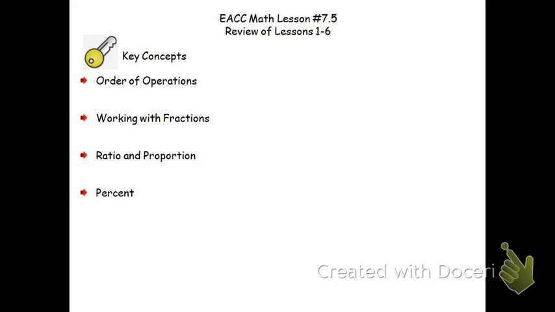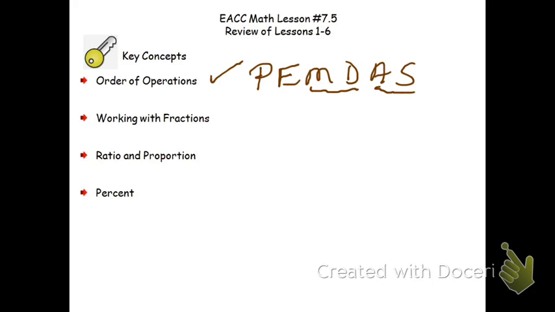Here is just a brief review of what we've done in the first 6 lessons. These are the key concepts. First one, we talked about using the order of operations. Remember your good old PEMDAS: parentheses, exponents, multiplication, division, addition, and subtraction. The only thing to remember here is that multiplication and division are really tied, along with adding and subtracting. You do the first thing that occurs from left to right.